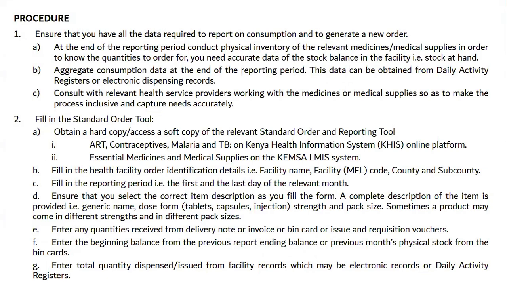Moving on. So, procedure: you ensure that before you start, you have all the data required on consumption. This is what you need to generate a new order. So you must have done a physical inventory before you start the process. Once you have, you get the aggregate consumption data at the end of the reporting period. So let's say it's the first of the new month and you order monthly, in the case of program commodities, you use the previous month's data. So you must have done the physical count.